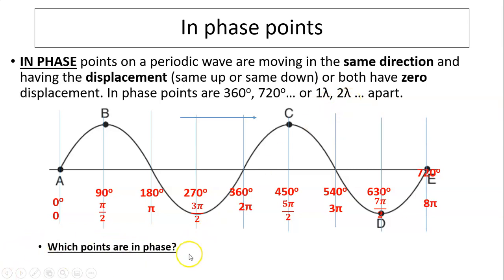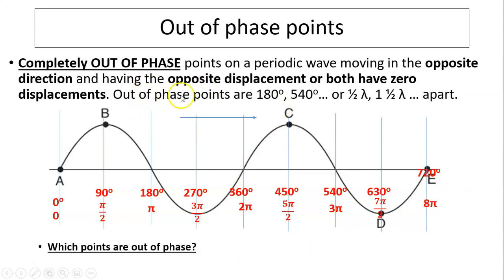In this case, which points are in phase? In-phase points are usually multiples of 360 degrees apart. B and C are in phase. Another 2 in-phase points are A and E. They are 2 wavelengths apart. So from A to here, that's 1 wave. Then here is another wave. So A and E are in-phase points, so are B and C. Another way to look at it is B and C have the same displacement. They both have positive maximum. They are also moving in the same direction. Same as A and E, which have the same displacement and move in the same direction.